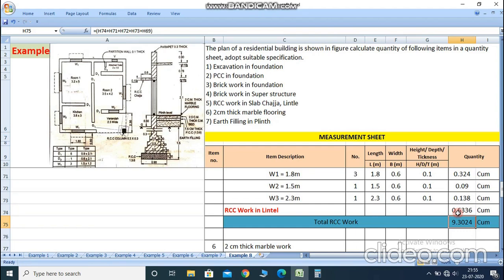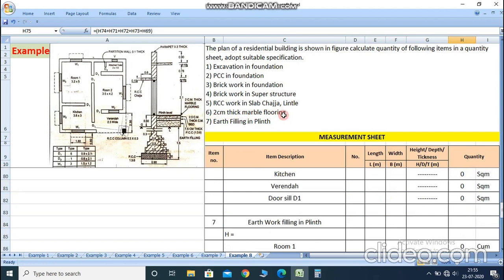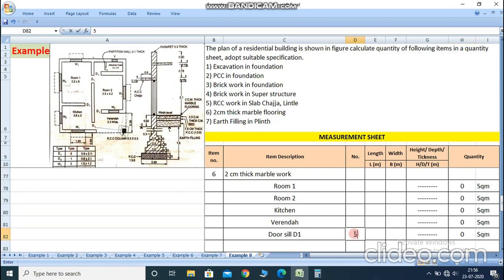Now the 6th item, we calculate 2 centimeter thick marble flooring. Marble is provided, it is fixed in room 1, room 2, then the veranda, kitchen, and we calculated the door sill. So door sill D1, D1, D1, D1 and D1. So for 5 door sills, here we write 5.